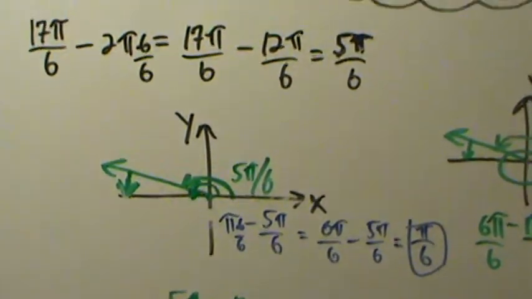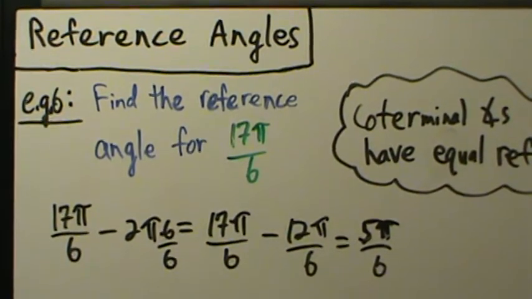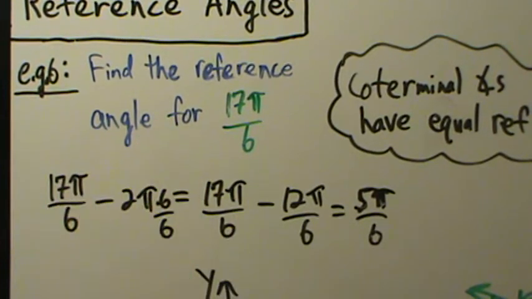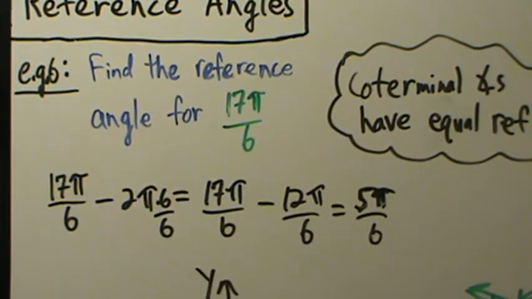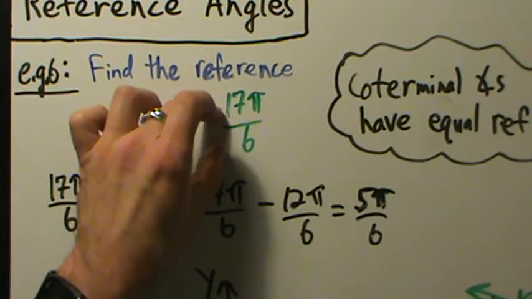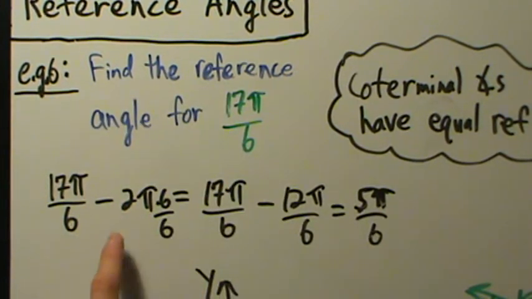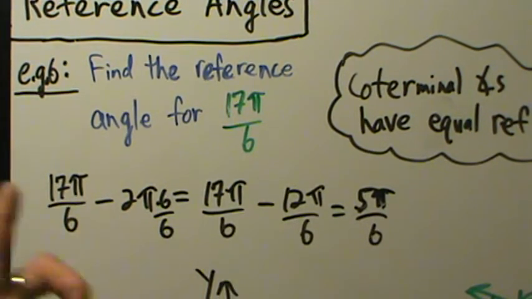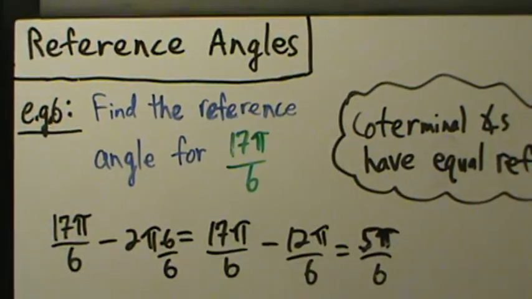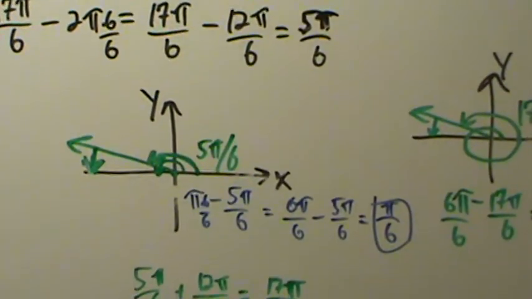So that's example 6 with reference angles, and it was more complicated because we were larger than 2 pi. If we had an angle less than 0, it'd be exactly the same thing, but we would add 2 pi once or twice or as often as we needed to until we got to where we needed to be. Again, that's example 6 with reference angles, and again, the answer was pi over 6.